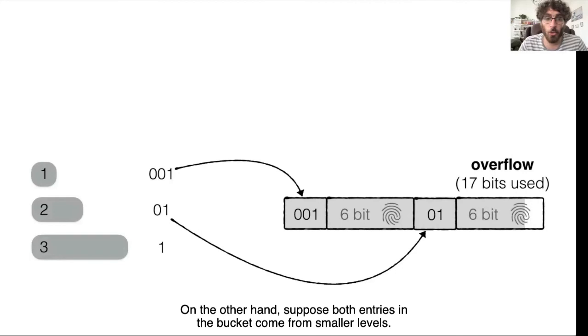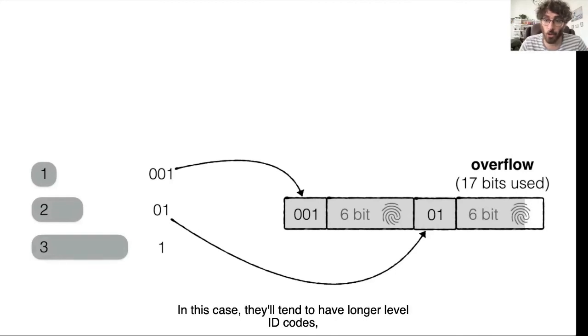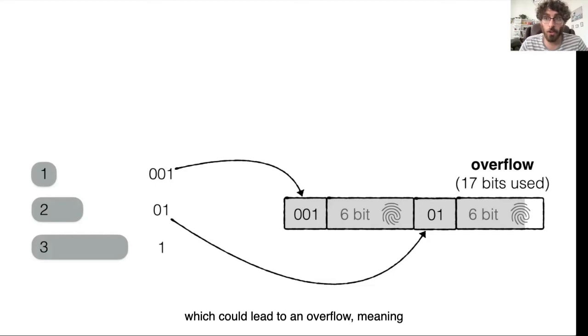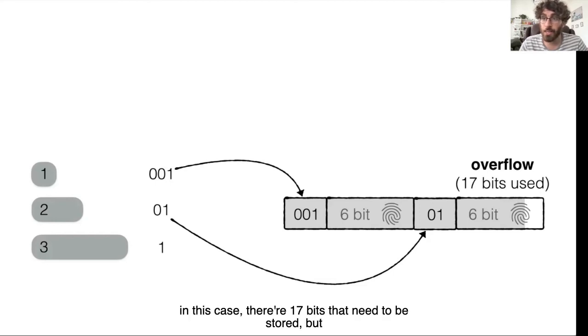On the other hand, suppose both entries in the bucket come from the smallest level. In this case, they'll tend to have longer level ID codes, which could lead to an overflow, meaning in this case, there's 17 bits that need to be stored, but the bucket only contains 16 bits.